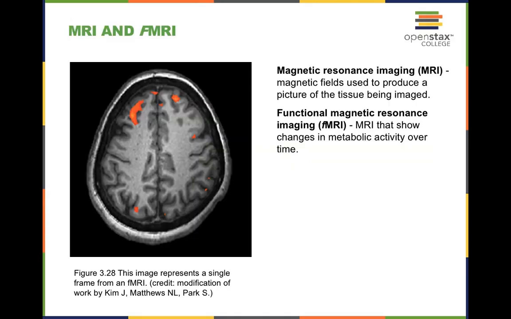Now, when it comes to MRI and fMRI, we're using magnetic fields to produce an image of the tissue. Okay. And so we can see through an fMRI the changes in metabolic activity over time. So it's really important to have an MRI and fMRI for giving us this particular information to see that metabolic activity.